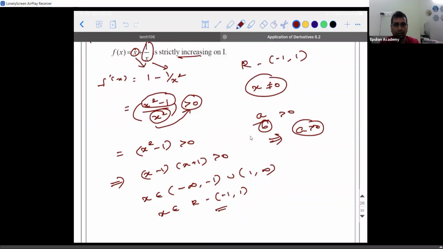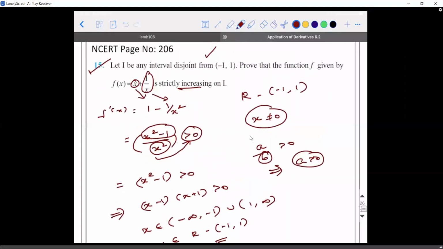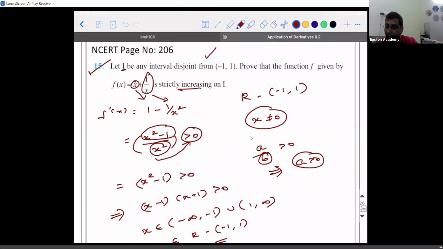You're able to understand? Am I clear with this point? Yes, sir. Clear, sir. That is clear, right? But what they have told in the question itself is that I is some interval which is disjoint from minus 1 comma 1. So this function has the domain as real numbers except the values between minus 1 to 1.